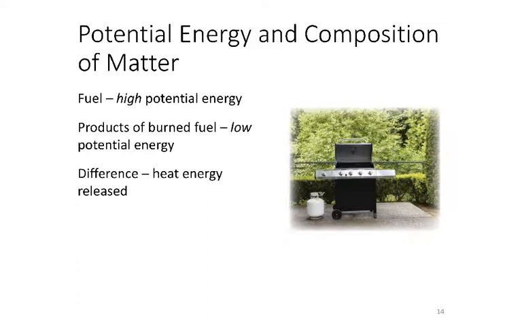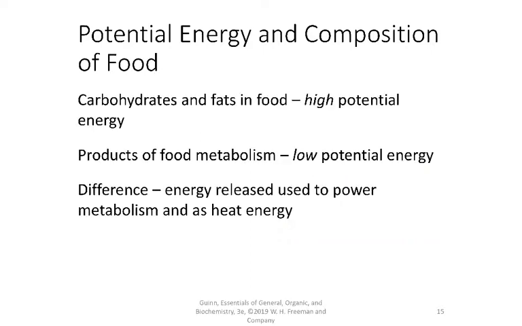If it was a vehicle, the heat energy would be released in the form of moving a piston and moving your vehicle forward. Another example of potential energy in composition is food, right? The foods that you consume, carbohydrates, fats, have a high potential energy due to the chemical bonds inside. But when you eat it and your body metabolizes it into simpler products with low potential energy, the difference is energy released, used to power metabolism and move your body, and it's released as heat energy.